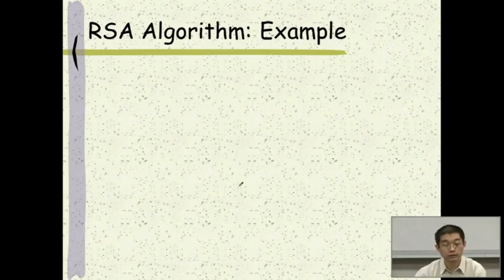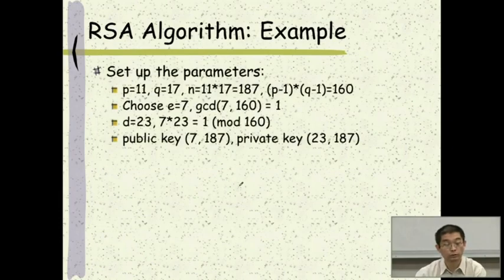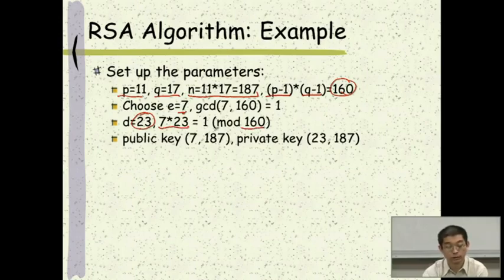This is another small example to show how this works in real time. We select P equal to 11, Q equal to 17. These are two prime numbers. Following the definition, N is the product of these two, which is 187. Then P minus 1 is 10, Q minus 1 is 16, so their product is 160. I choose 7, which is relatively prime to 160, and then I find that 23 is the magic number, that is, 7 times 23 mod 160 is 1. So this will be my public key, and this will be my private key.